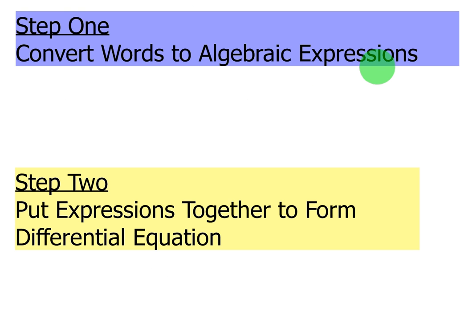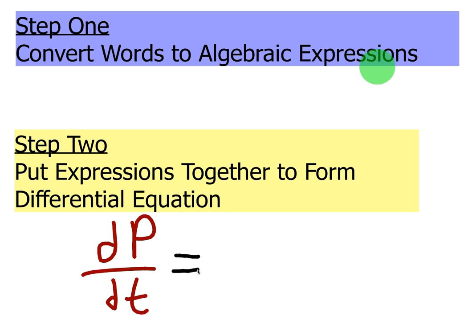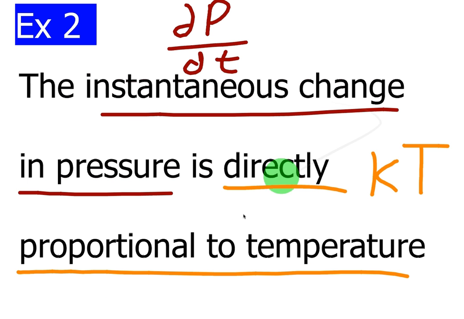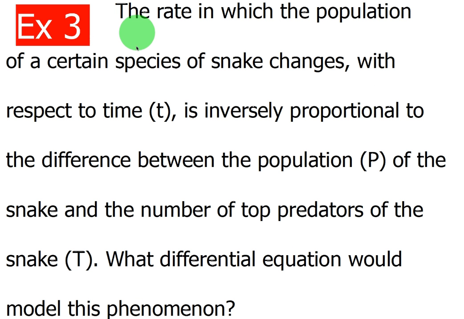Putting that together, we now have, and let's move this up a little bit so I can write this. We have dP dt, the rate in which the pressure changes, is equal to some constant k times t. And that's it. We've taken our original sentence and we've converted it to a differential equation. dP dt is equal to k times t. Very simple. On to the last example, which is a little bit more thorough.